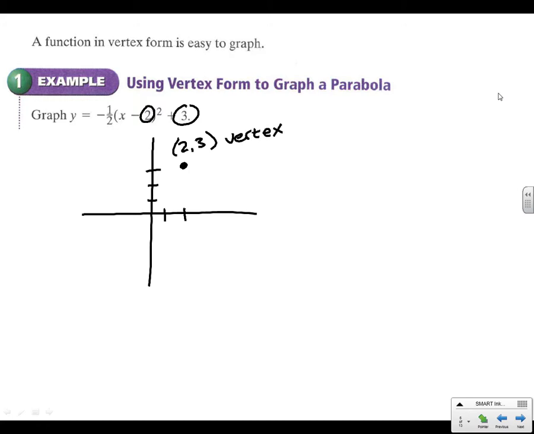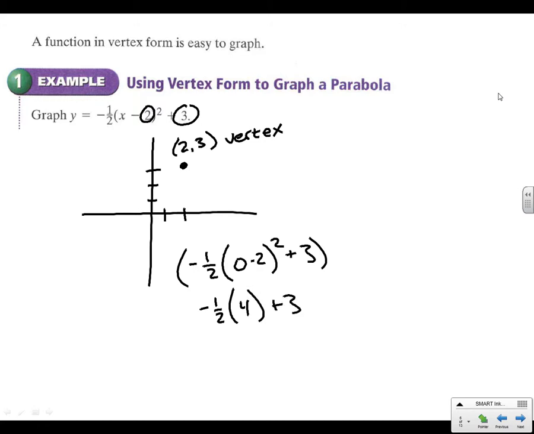We need one more point, and the easiest point to use is plugging in 0 for x. Right? So I'm going to take our equation, negative 1/2, instead of x, 0 minus 2 squared plus 3, and let's see what we get. So it's negative 1/2. Negative 2 squared is 4 plus 3. Negative half of 4 is negative 2 plus 3. And negative 2 plus 3 is 1. So if we plug in 0 for x, we get 1 for y.